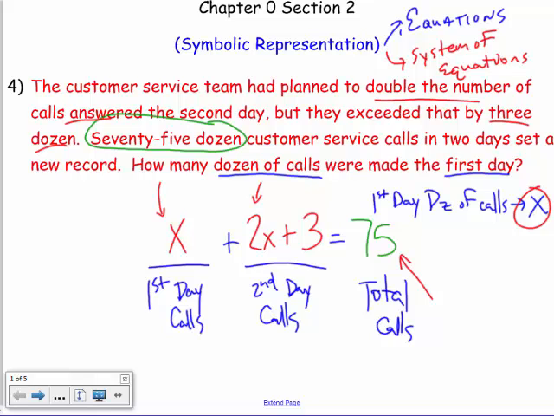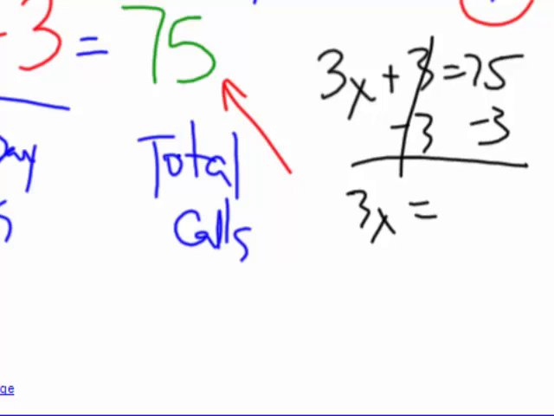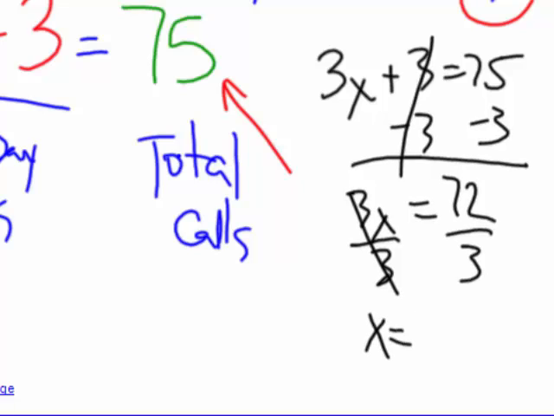And now it's just simple algebra, so I combine like terms. x plus 2x gives me 3 total x's, not 2x squared. It's not multiplication with our x's. And then we still have our plus 3 equals 75. Whatever you do to one side, do to the other, so we subtract 3 from both sides and we get 3x equals 72. Divide by 3. So how many dozens of calls? We got 24. 24 dozens of calls.